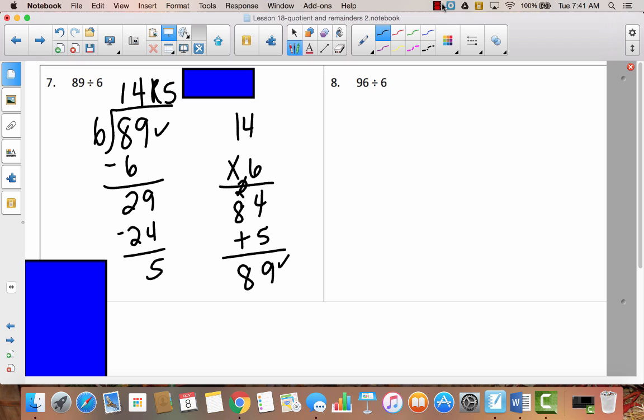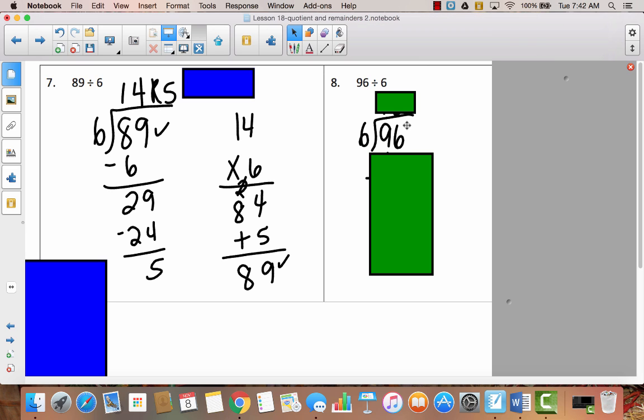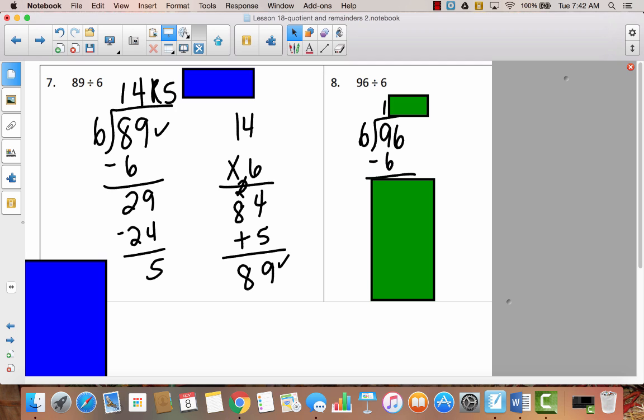I would like for you to pause the video and do this one all by yourself. Okay, so I had 96. 9 tens divided by 6 would put 1 ten in each group. So then I multiplied to see if I had any 10s left over. 1 times 6 gives me 6, which is a remainder of 3 tens.